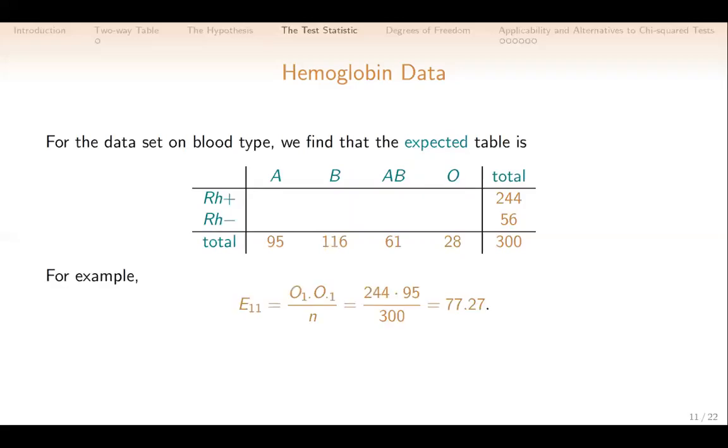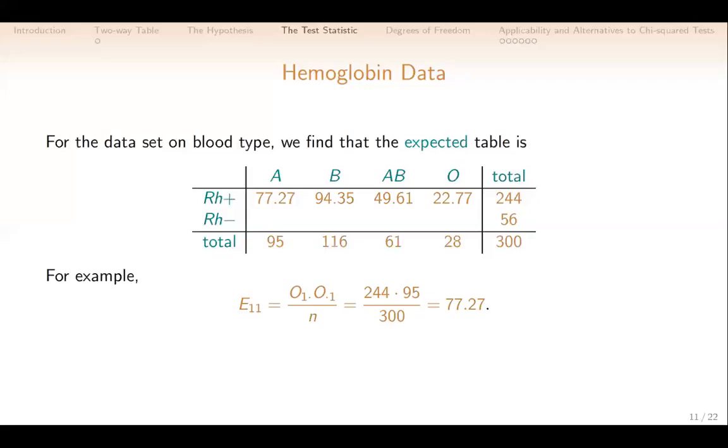And so you want to now fill in the table according to the little strategy that I told you about. So to do the E11 category, you look at the row 1 sum, which is 244, times the column 1 sum, which is 95. You multiply those two together and you divide by 300 and you get 77.27. So that's the number you would get if the null hypothesis were satisfied exactly. And I could do the same thing with the other 3.